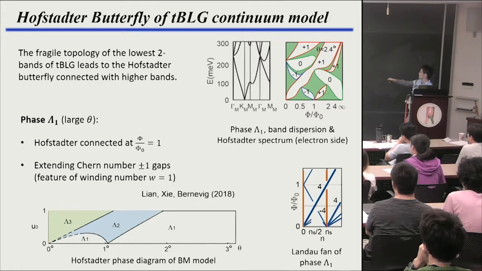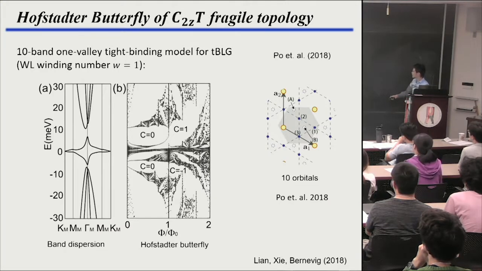here. So the Hofstadter butterfly of the lowest two bands starts from here, but at one flux per unit cell, again, it's connected to higher bands, the Hofstadter butterfly of the higher bands. This is similar to the 10-band model seen here, this connection, one flux per unit cell.